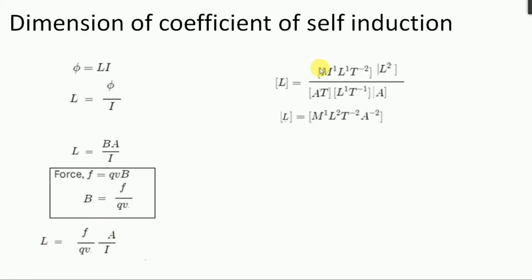For force it's M1 L1 T minus 2, area is L square, charge is AT, velocity is L T minus 1, and current is ampere. If you solve this, you will get this. So this is the dimension of self induction.